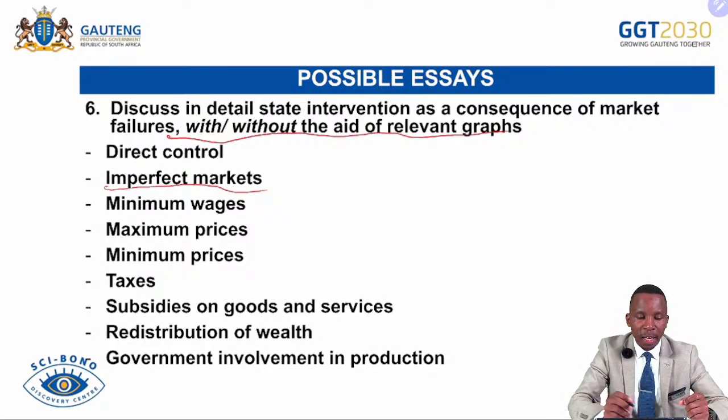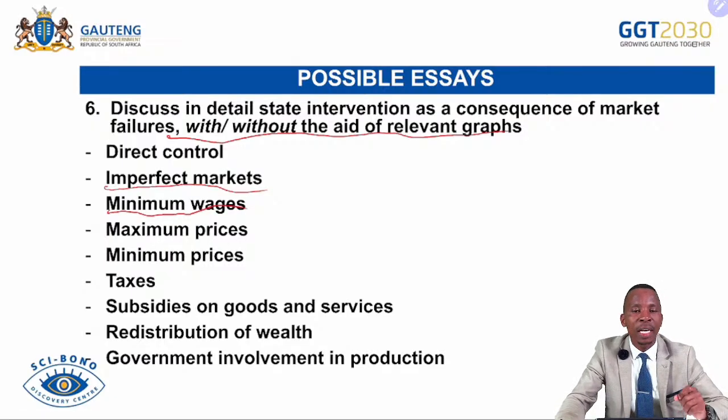And then minimum wages. It is very important that you know the theoretical part of minimum wage. So you must be able to define the minimum wage, give the effects of minimum wage, give reasons for the minimum wage. And then after that, you must be able to draw the graph and interpret the graph. It is very important because you don't know how the question will come. So be able to do all of those things, in this case where you have to draw graphs.